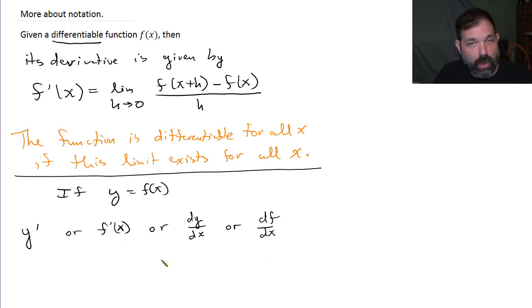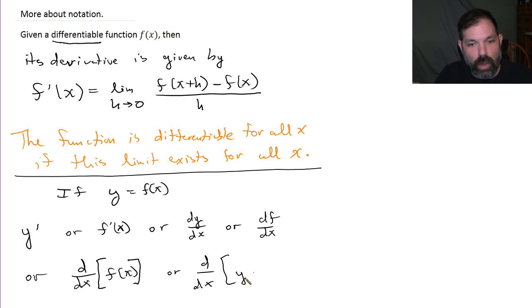Or we have what's called the differential operator, d by dx of f of x, or similarly, d by dx of y. So these are all notations that mean the same thing to me. If y is a function of x, all of these notations say, find the derivative, or this is the derivative of that function.